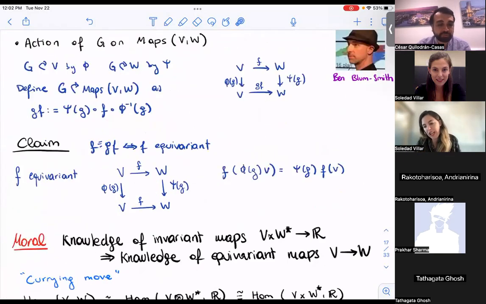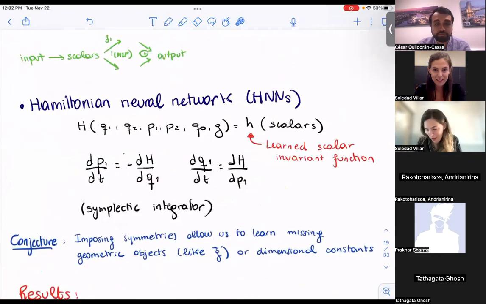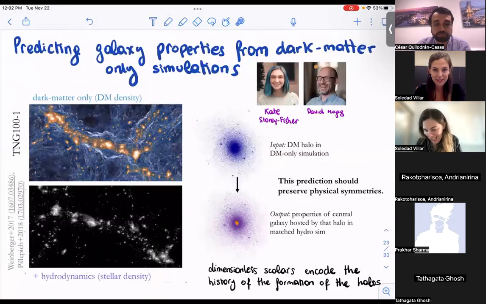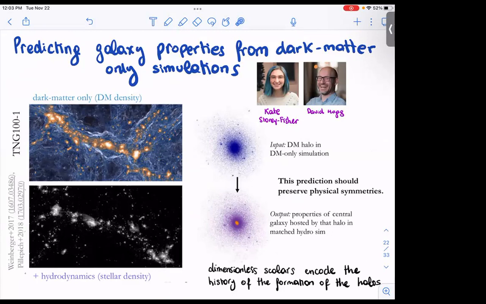Yes, I'm not the expert on this, so I can tell you how it works, but I'm not the expert. The idea is the following. There are cosmology simulations for the formation of the universe.